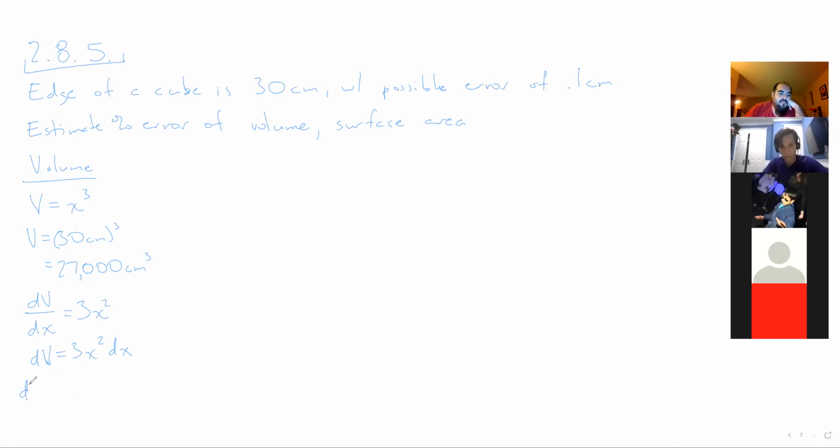So my possible error, not percentage error, just error, is equal to 3 times whatever I believe the side length is, squared, times the possible error, which is 0.1 centimeters. So that comes out to, I believe, 270 centimeters cubed. So my possible error is 270 centimeters cubed.